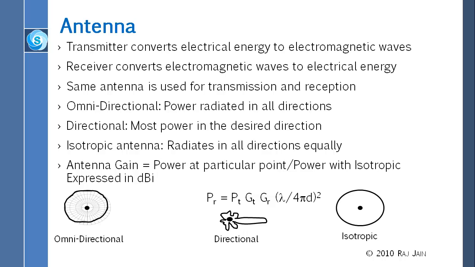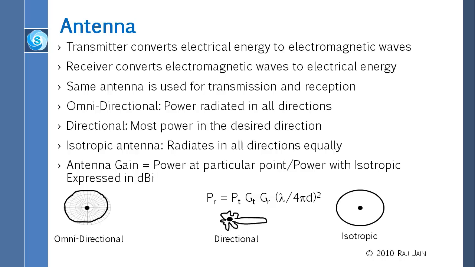Obviously, if you measure the power closer, it might be 2 milliwatt. Closer, right? By some distance will be 1 milliwatt. If you go farther away, it will be half milliwatt. So if you draw these lines which are equal power lines, then you can see how the power is being transmitted. If the power is being transmitted equally in all directions, that is called an omnidirectional antenna.